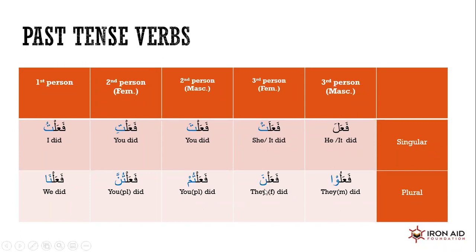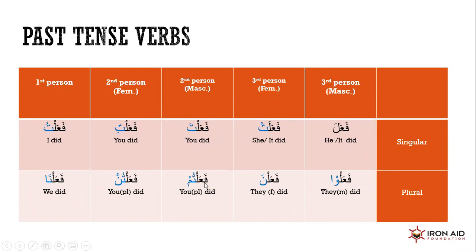Fa'alna, this one fa'alna means they feminine plural did. Okay, they feminine plural did. Fa'alta would mean you masculine singular did. Okay, so this is masculine one. So fa'alta, you masculine singular did.